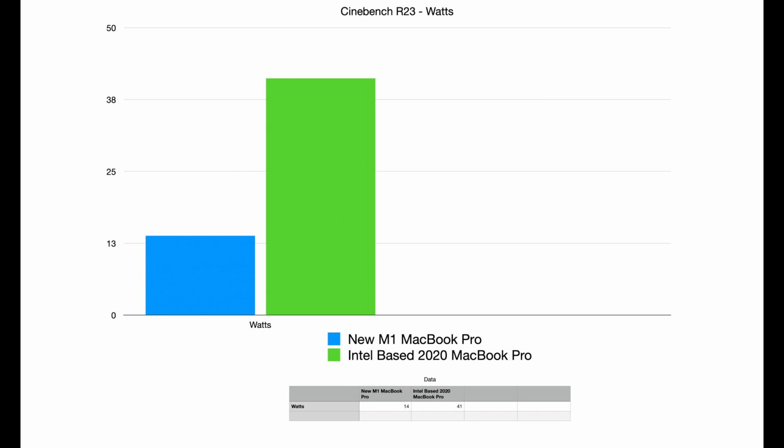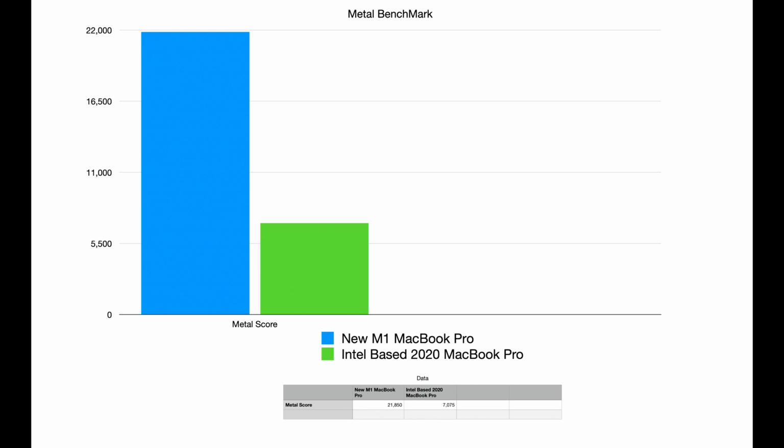One thing to note also is that on Cinebench 23, we were looking at the watts while we were doing the test, and it's pretty amazing. The M1 was only using around 14 watts, and the mid-2020 Intel MacBook had to pull 41 watts or somewhere around that. So the power is like 3 to 4 times as much, which is going to come out to a lot of battery life.